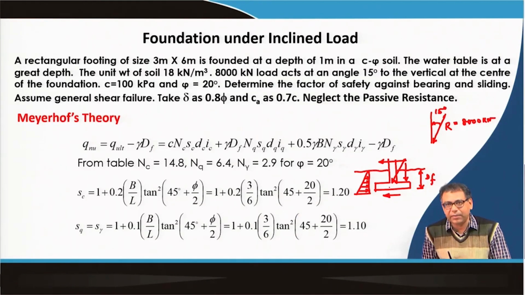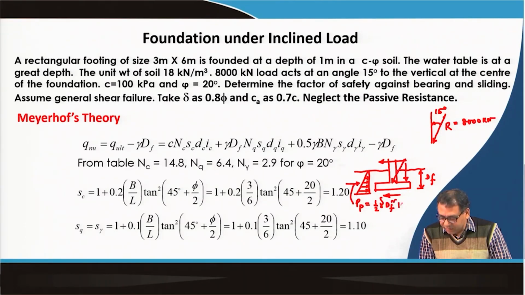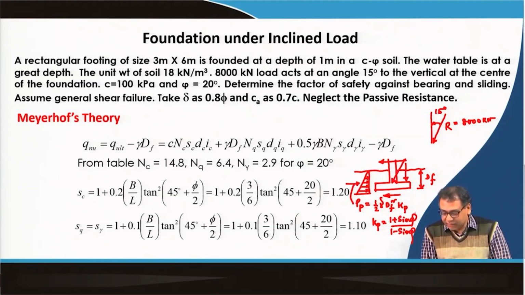So, you can neglect the passive resistance, but if you want to accurately determine the factor of safety, then you have to consider it. Here the passive resistance is not considered. If you consider the Rankine passive force, how to calculate it: P p will be half gamma d f square into K p, where K p is equal to (1 plus sin phi) divided by (1 minus sin phi), and d f is the depth of foundation. So, that is the amount of passive resistance.